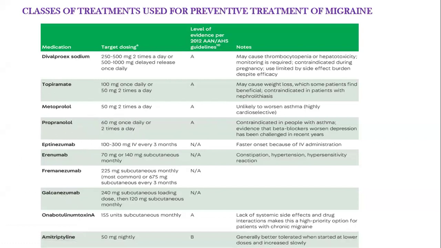These are eptinezumab, erenumab, galcanezumab, or monoclonal antibodies. Cost is high and few of the drugs are available in India. So commonly we don't use these monoclonal antibodies. And onabotulinum toxin. Botulinum toxin can be used in refractory cases.